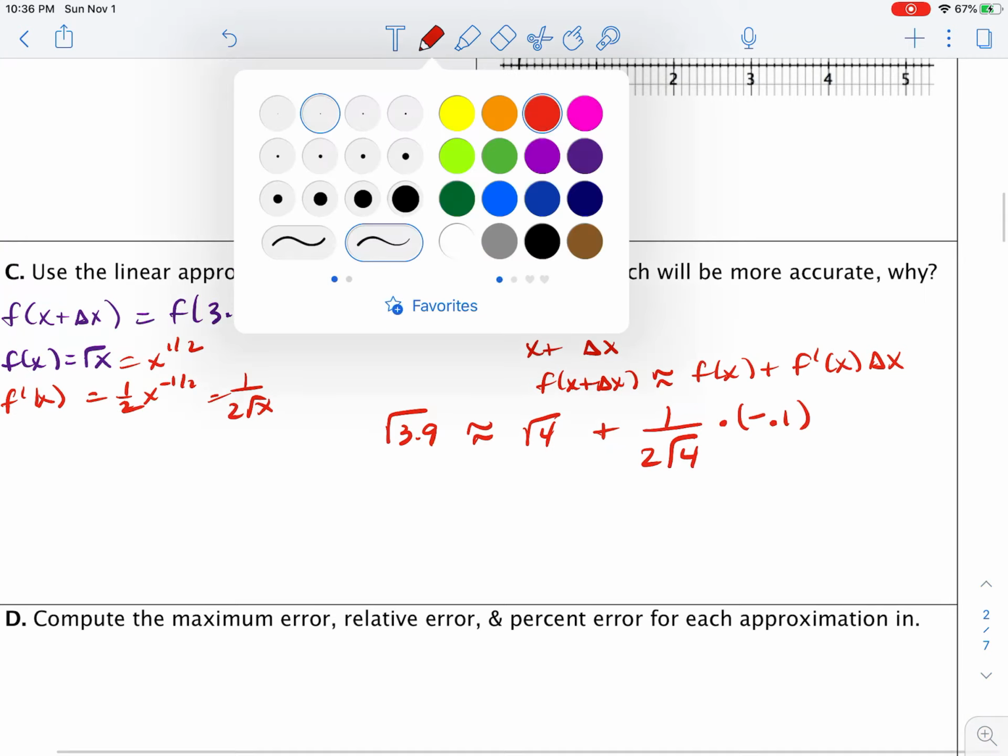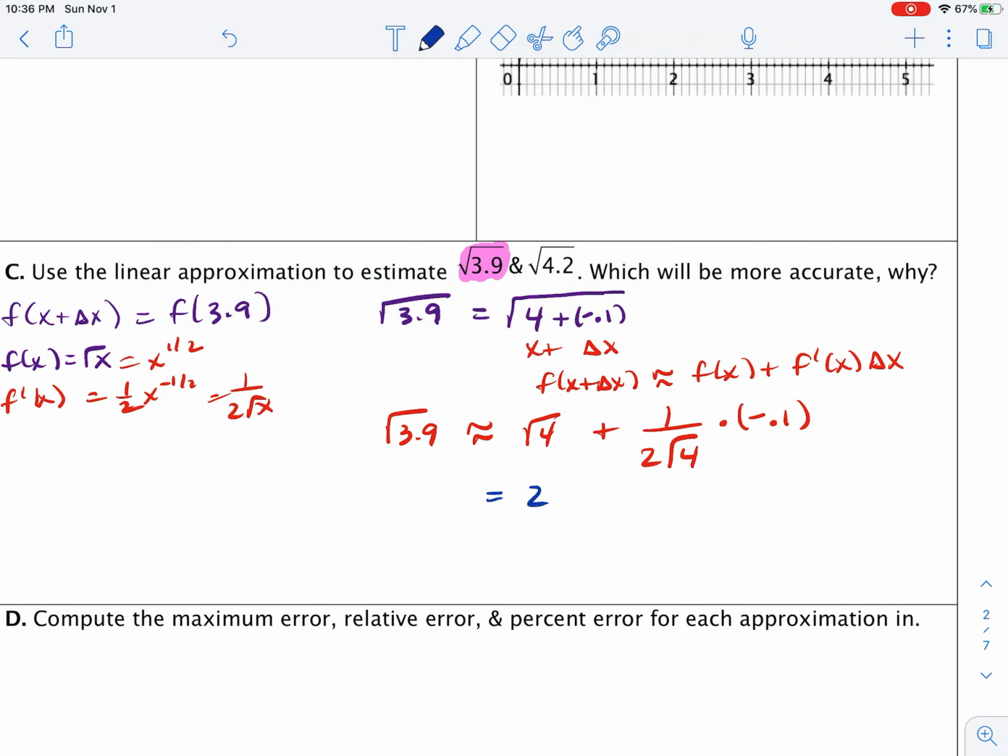That makes sense? All right. So what does that equal? The square root of 4 equals 2. And 1 over 2 times the square root of 4 is going to be 1 over 4, right? And 1 over 4 times negative 0.1 is going to be negative 0.1 over 4. And that, upon using a calculator, is roughly going to equal 1.975. Good.